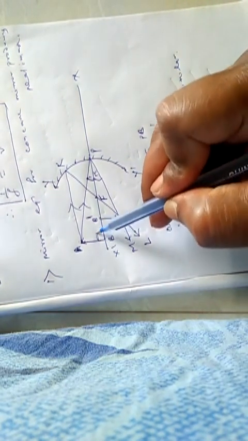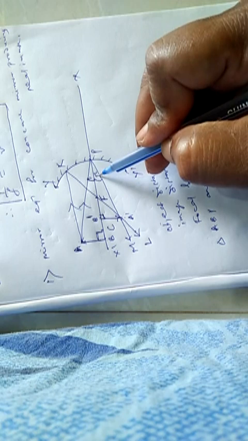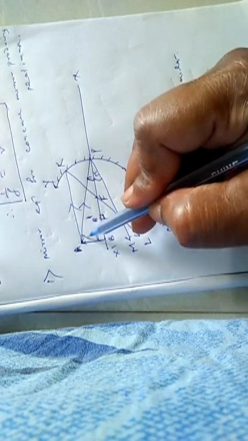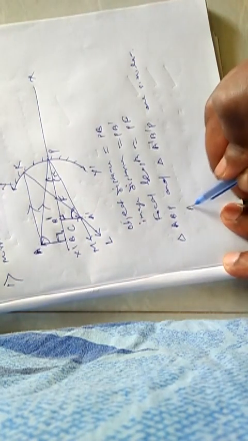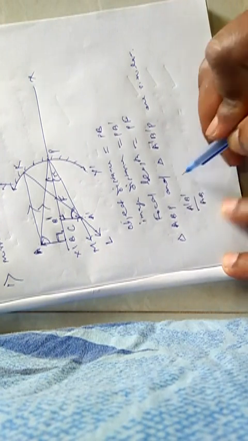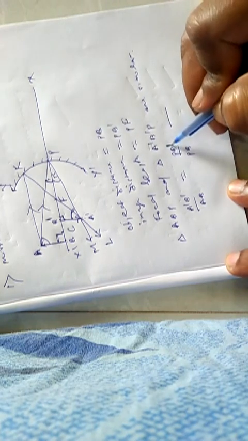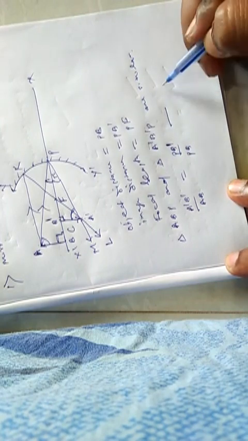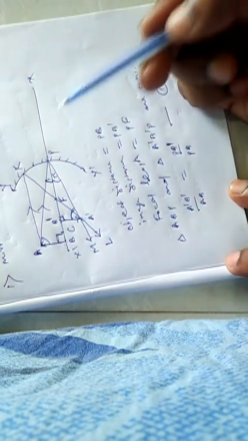Both triangles are similar because this angle is 90 degrees, this angle is 90 degrees, and I is equal to R. Both the angles are equal, that is why this angle will be equal to this angle. That is why triangles ABP and A dash B dash P are similar. And as you know, if two triangles are similar, then we can write A dash B dash by AB is equal to PB dash by PB. This is the first equation.